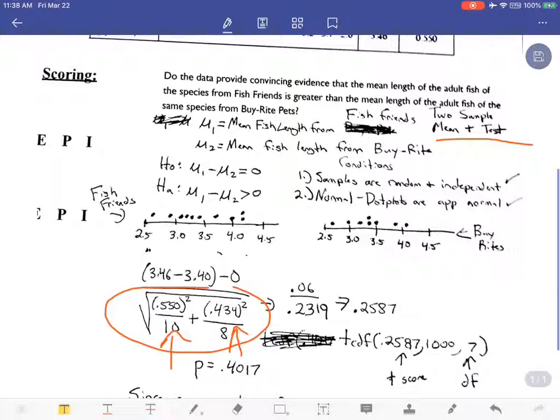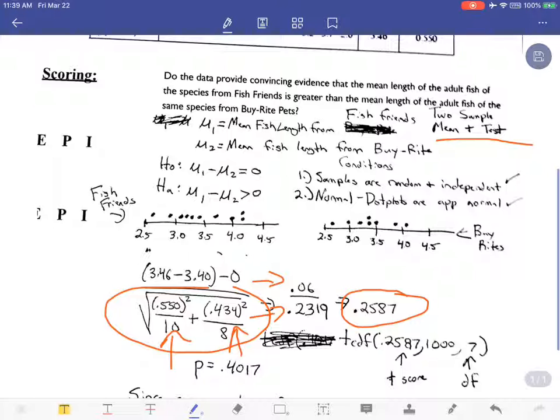And when you calculate the numerator out, it should come out to 0.06. Our denominator should come out to 0.2319. When we divide those, your t-score is going to come out to 0.2587.